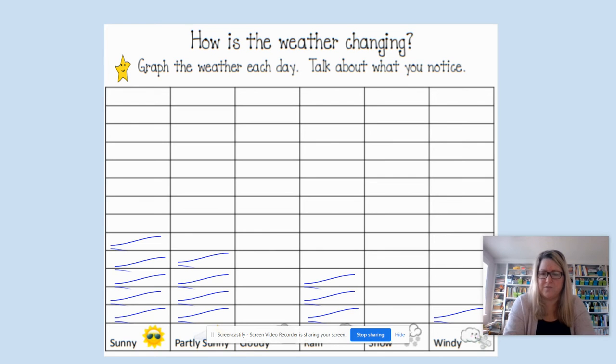I noticed when I looked out the window right before this video that it was sunny. So I'm going to put a check in sunny. Now remember, your weather graph may look different than mine because you live in Fall River and I don't. It also depends on what day I'm recording the video, so we may not have the same weather. Don't get upset if your weather graph does not look like mine, okay? All that matters is that you're recording it.